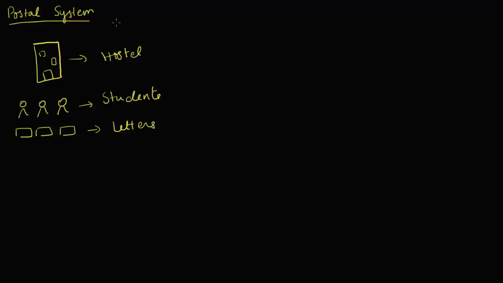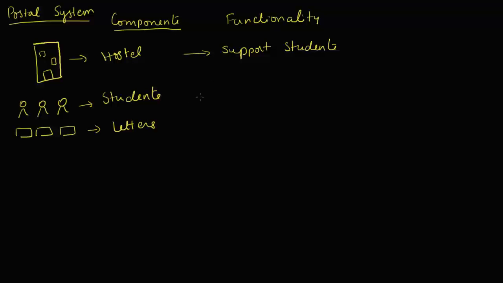So while we are at it, let me mention that these are the components of the system. And these components have some functionality. For example, the functionality of the hostel is to support the students. So this is what it does, and the functionality of the students is to generate letters.